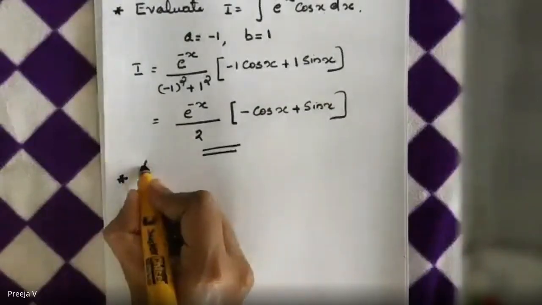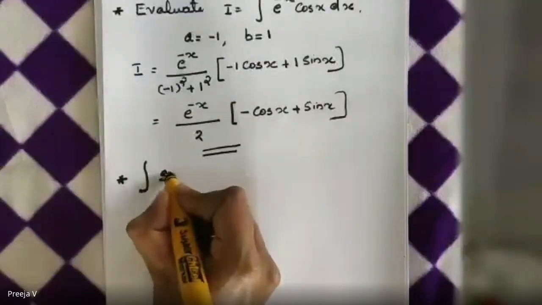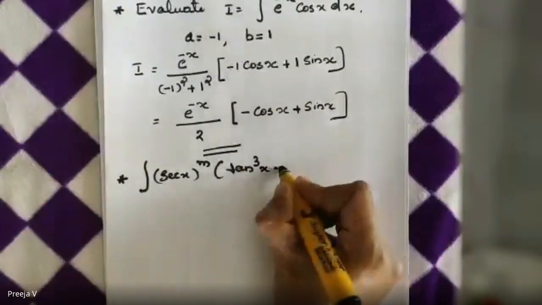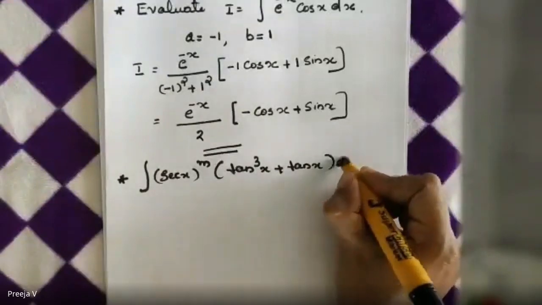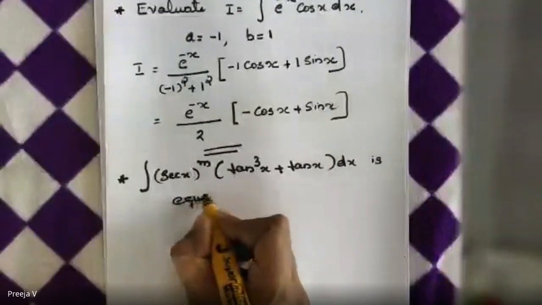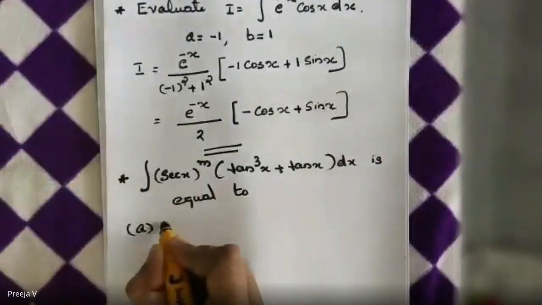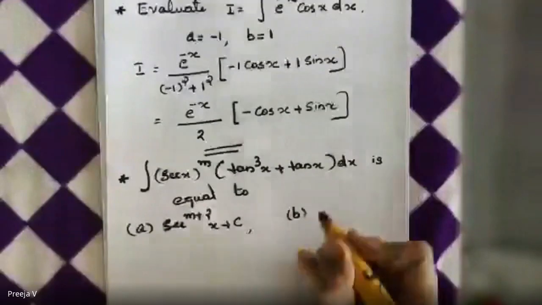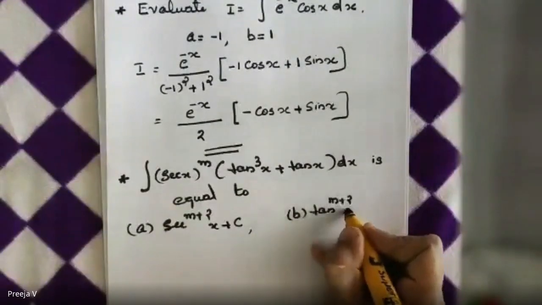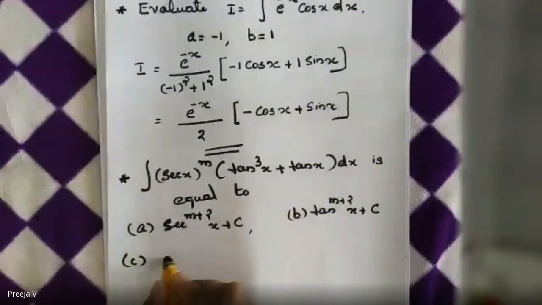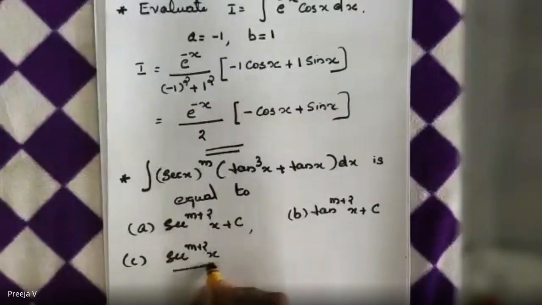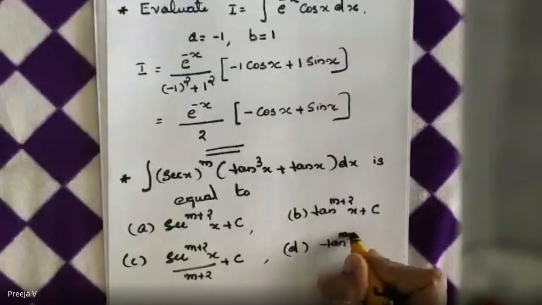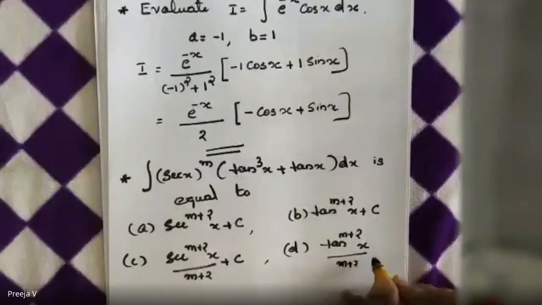So the question is integral sec x the whole raised to m into tan cube x plus tan x dx. This is equal to, first option is sec raised to m plus 2x plus c. Second option is tan raised to m plus 2x plus c. Third option is sec raised to m plus 2x by m plus 2 plus c. And fourth option is tan raised to m plus 2x by m plus 2 plus c.